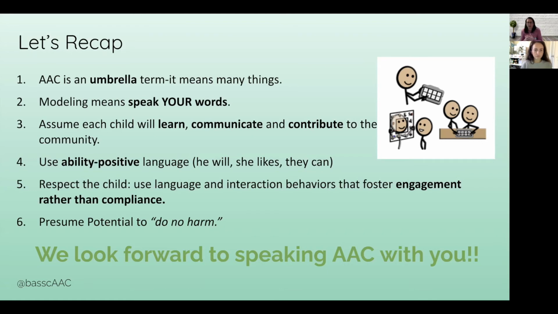And like Maggie said, it just sets the tone right from the beginning. Respect the child. Use language and interaction behaviors that foster engagement rather than compliance. We don't want a test answer situation or I do this, you do this. We want that engagement. That goes back to that whole master pal. We have this set of skills, but we're also your buddy and your comrade that you're going to want to engage with. And then presuming potential, as Maggie just said, is to do no harm. We are actively not going to do harm by presuming potential for our students and AAC users.